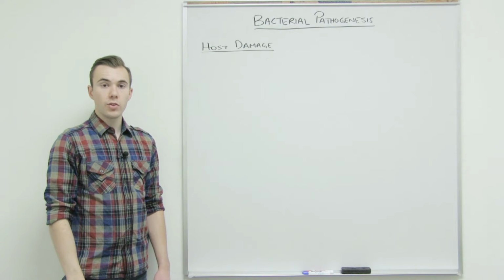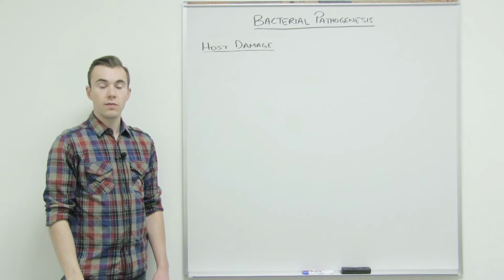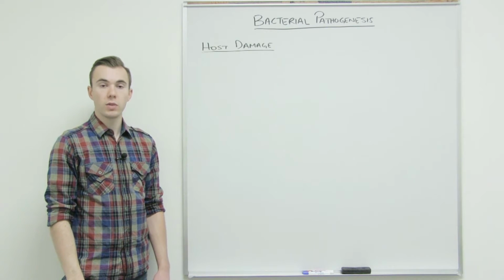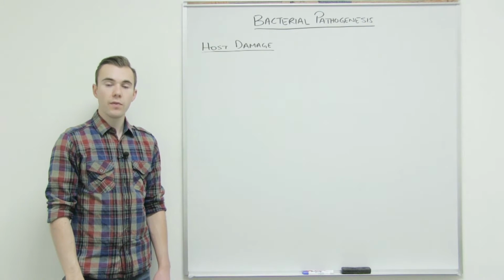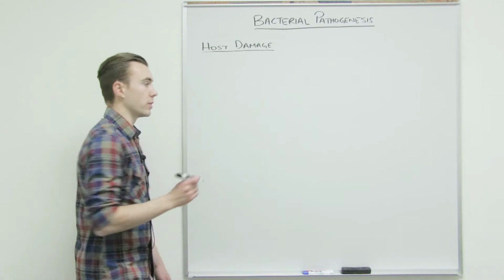This is a continuation of the Bacterial Pathogenesis video series. In this part of the video series, we're going to be talking about how bacteria can cause host damage. They can cause host damage in two different ways. The first way is through siderophores.